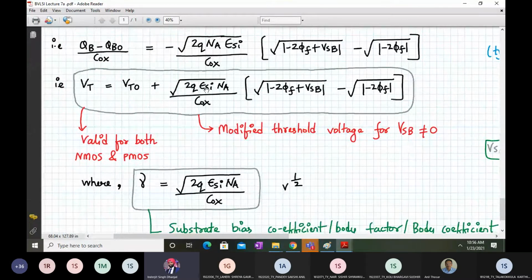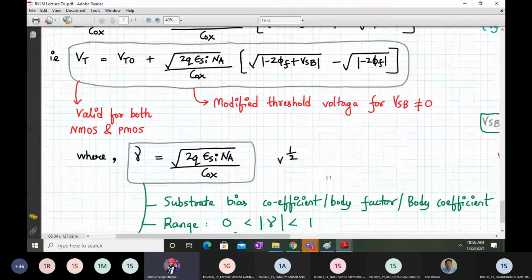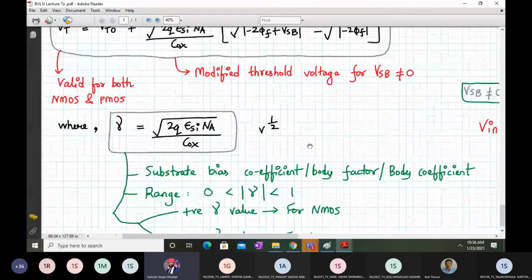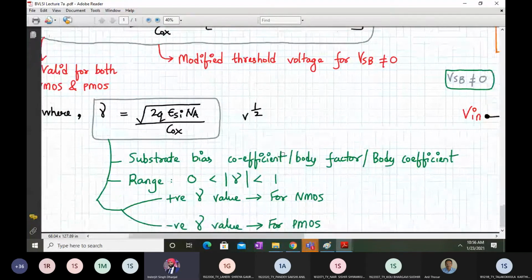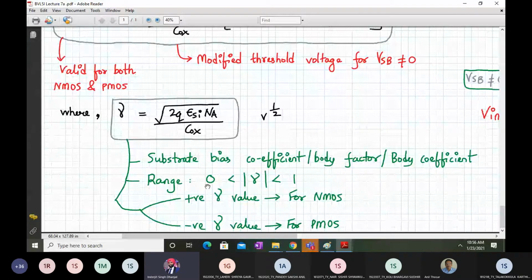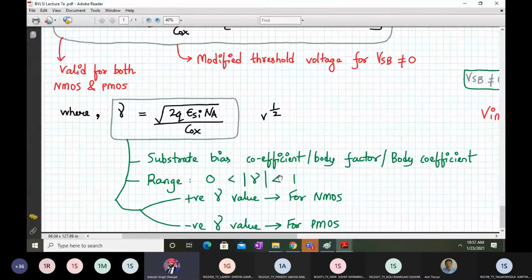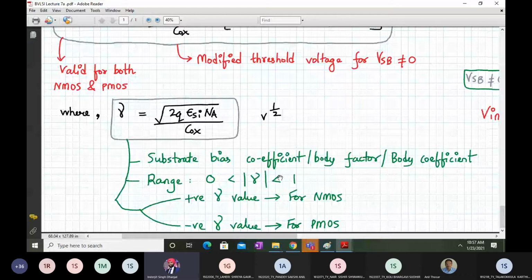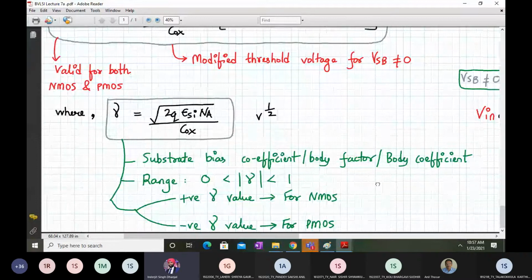Now, in this term, square root of 2q epsilon Si Na divided by COX is actually called the body factor or body coefficient, or we call it the substrate bias coefficient. Its unit is volt raised to half, that is square root of volt. The range of this body bias coefficient is between 0 and 1. It can be positive or negative, but it will be confined to 0 and 1. So this body factor can be positive for NMOS and is negative for PMOS. Just remember this fact. I hope that you have noted this down.